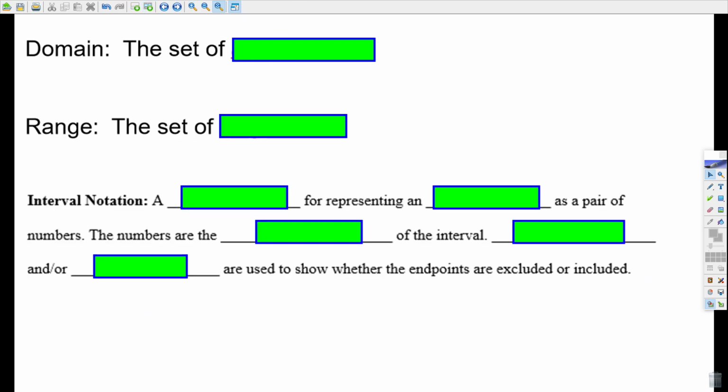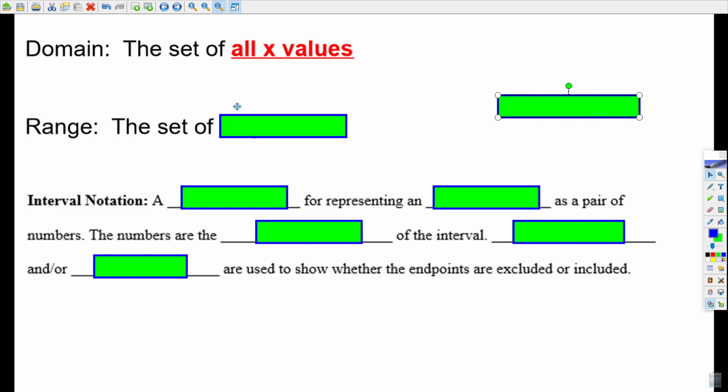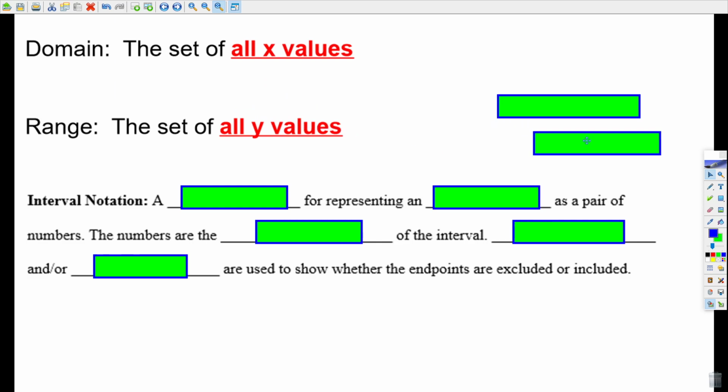Domain. Try to memorize the domain as, if you can remember from last year, it's the set of all x values. The range. If you know that the domain is a set of all x values, the range has to be the set of all y values.